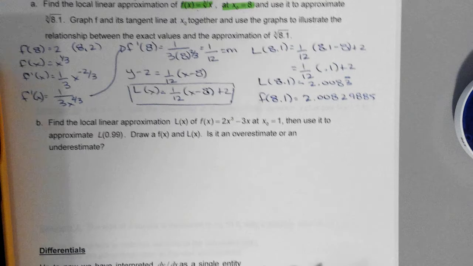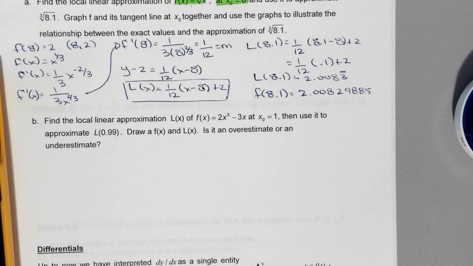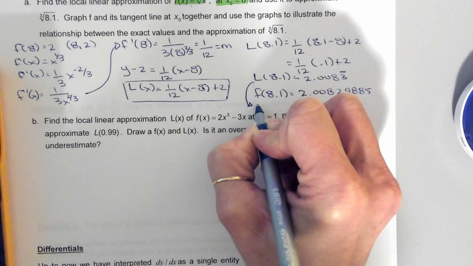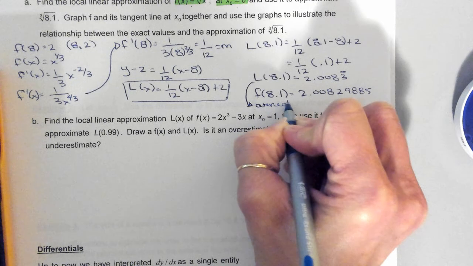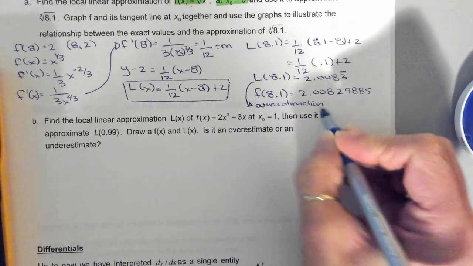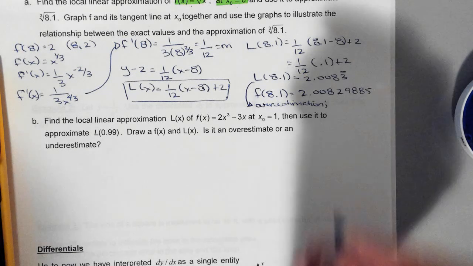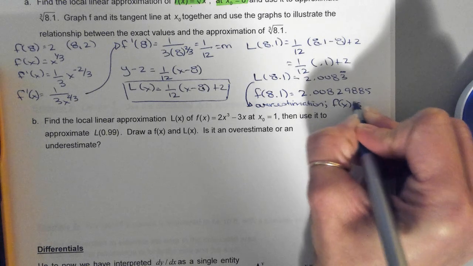So here we know that f of 8.1 is 2.00829885. And I wrote all that out because what I'm asking you is, is L of 8.1 an over or under approximation? Okay, this is an over. I'm just giving an arrow because I ran out of room. This is an overestimation or approximation depending on the word. Now, tell me why you think that is based on what I told you on the previous page. What can you speculate? Yes? Concave down. Exactly. F of x is going to be concave down at 8.1.